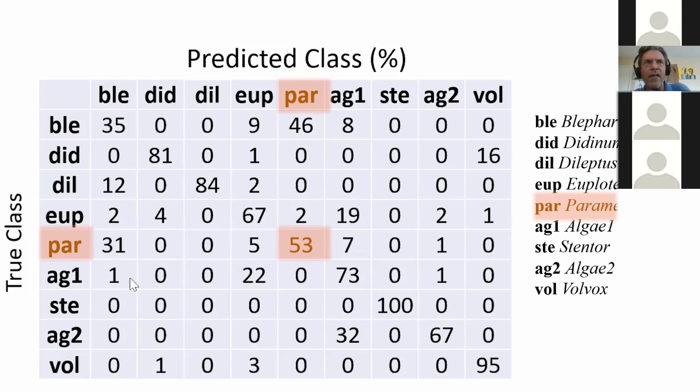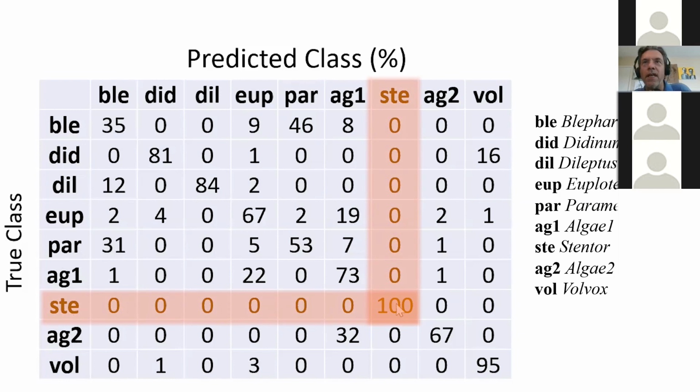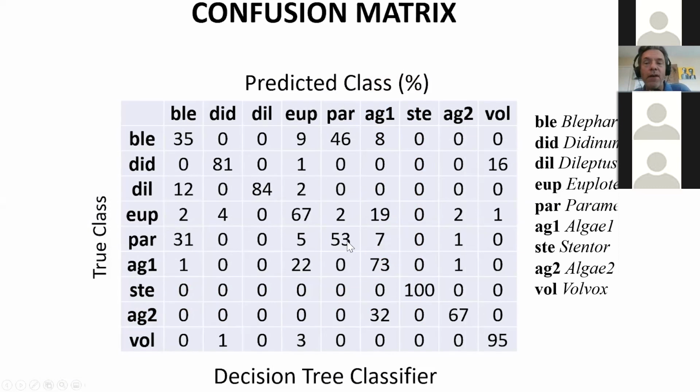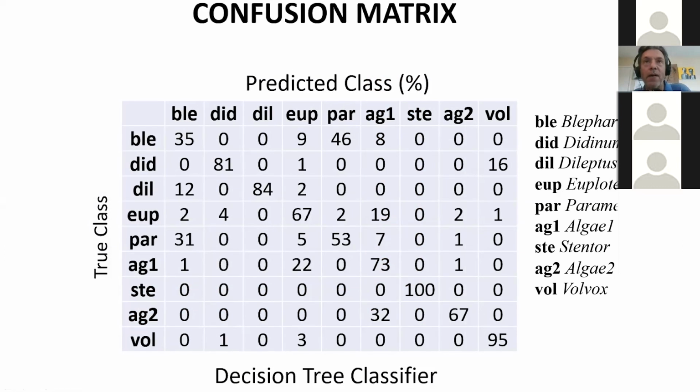So this is showing us that when you give it a paramecium, half the time it gets it right, but a third of the time it gets it wrong. And it tells you what it thinks it is. It says that it's confusing it with a blepharisma. It also tells you that when you look at a stentor, it 100% of the time guesses it's a stentor. And that was the largest creature, so you can see how that one's easy. But looking at this confusion matrix will tell you where your machine learning algorithm is messing up. And here we can see it's messing up with paramecium. It thinks it's a blepharisma.